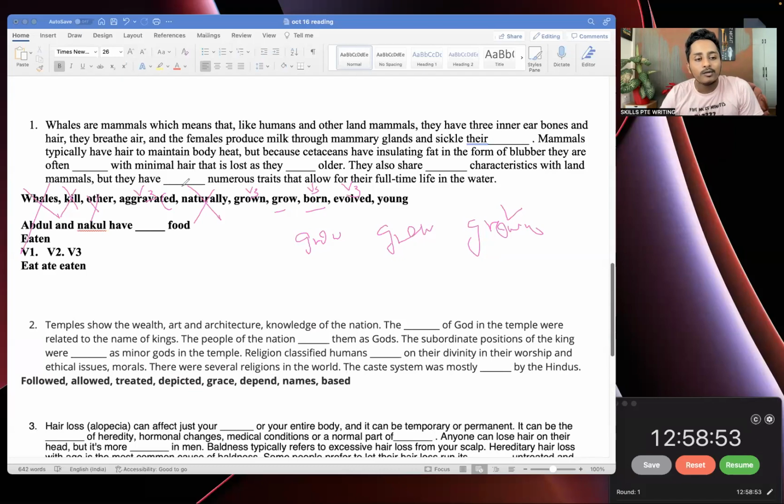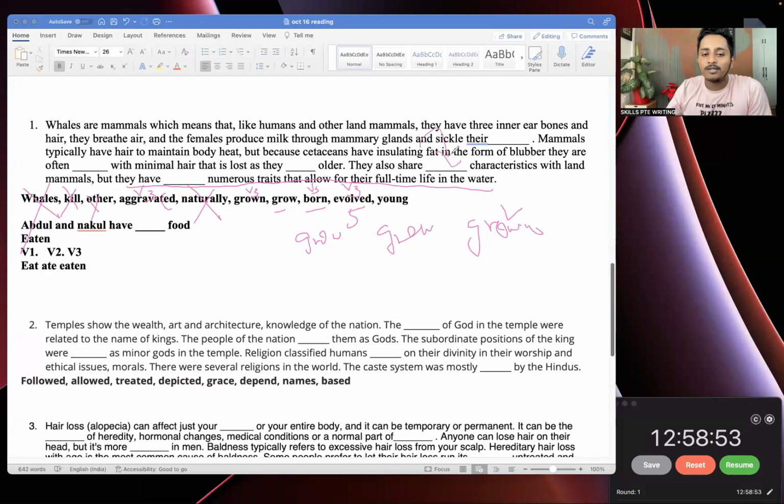Okay, so now you read the complete sentence. But they have evolved numerous traits that allow for their full-time life in the water. They've evolved a lot of characteristics over the years that have helped them stay inside the water all the time. Makes sense, no? So evolved is the answer.